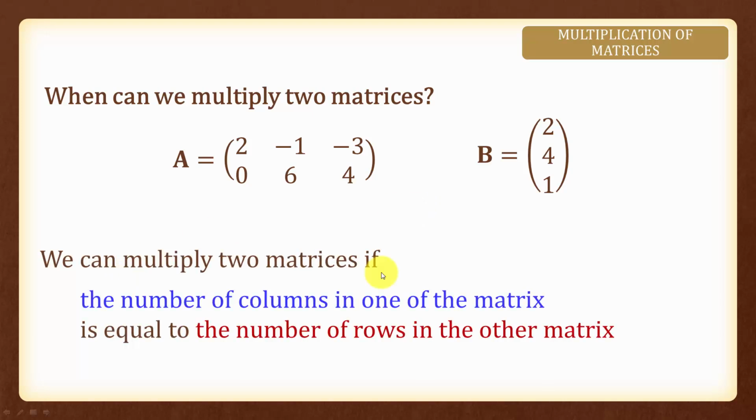We can multiply two matrices if the number of columns in one of the matrices is equal to the number of rows in the other matrix. Let's look at this example here. Matrix A has the order of 2 by 3 and matrix B has the order of 3 by 1. The number of columns in matrix A is the same as the number of rows in matrix B, and hence we can multiply A with B.